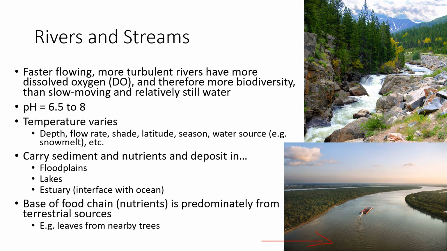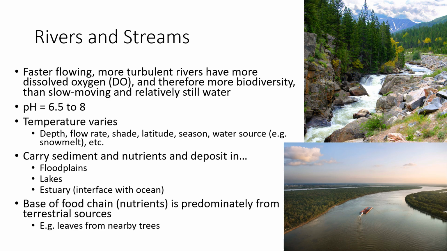The pH of rivers tends to hover around neutral, slightly acidic rivers, slightly basic rivers. It just depends. Temperature is going to vary widely based off a lot of reasons. Rivers tend to carry sediment and nutrients and deposit that sediment and nutrients from the upland systems, like the mountains, into lowland systems, floodplains, lakes, and estuaries.